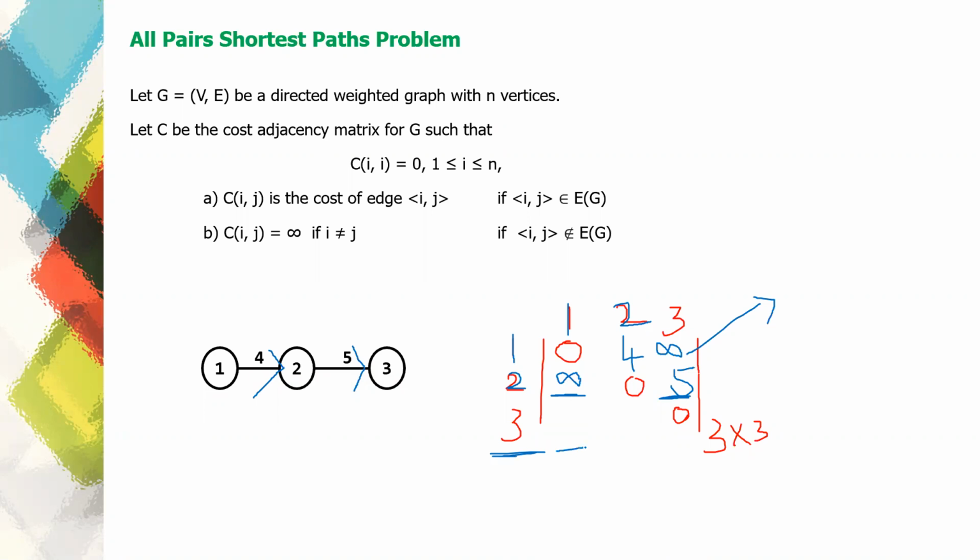Third row, first column. Is there any direct edge between node 3 and node 1? No, it is not there. So I'll fill it up with infinity. Is there any direct edge between node 3 and 2? It's not there, so I'll again fill this as infinity. This is what is called a cost adjacency matrix that you are going to build as the first step in solving a given problem. So how to fill this up, you should be able to know it.